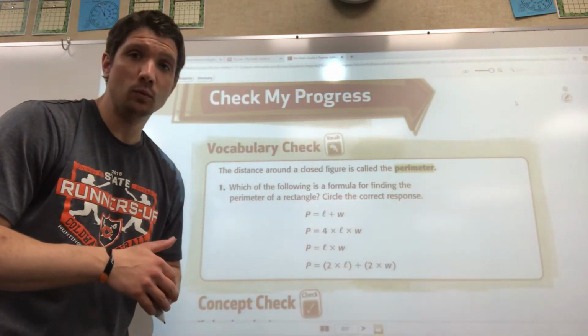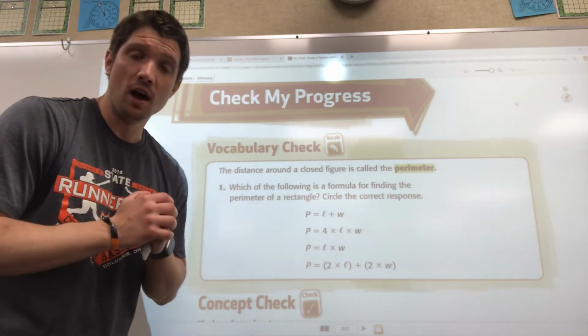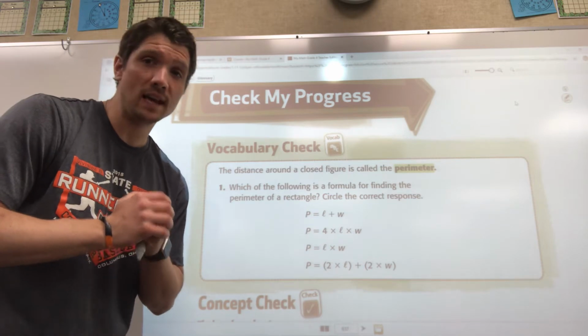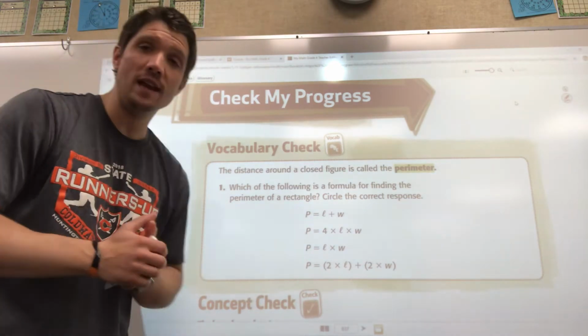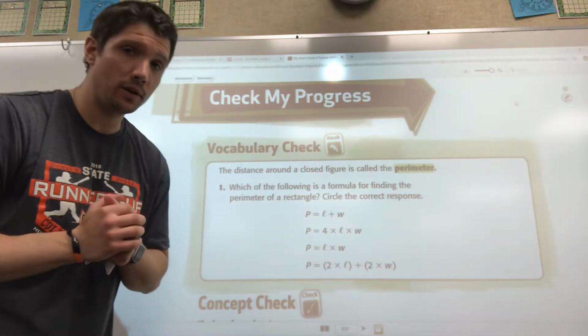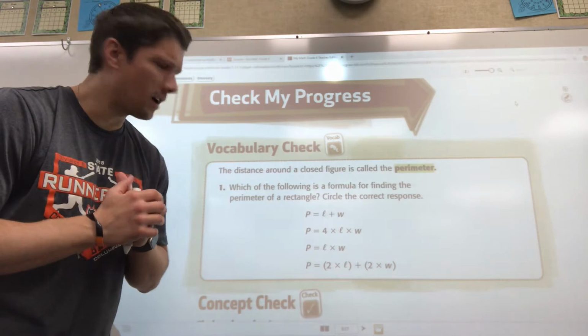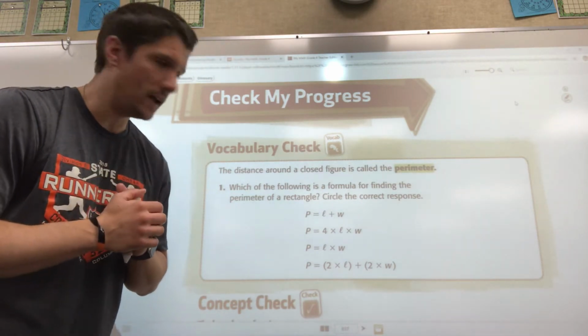Today, as you can see, we are doing a Check My Progress, okay? So it's going to be a pretty short and easy day for math. You got 10 problems. It starts on page 837, but what I wanted to do was do number one together as a class, because it talked about a couple symbols that we really haven't gone over yet, okay?